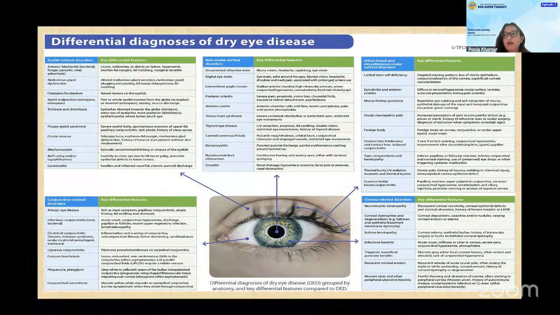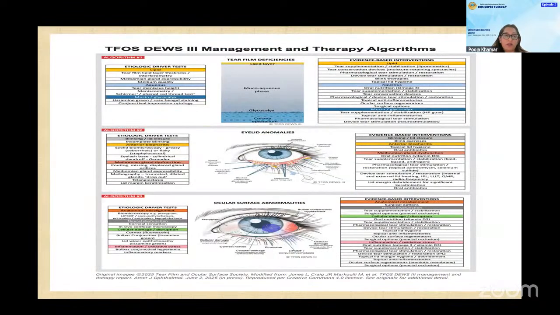Now, I'm not going to go deep into it, but again, this is from TFOS DEWS 3. You can go and refer to it. It's freely available online. If you have a dry eye patient, there's always a question of differential diagnosis: based on the eyelid-related disorders, the conjunctiva-related disorders, the non-ocular surface disorders, or any cornea-related disease, what differential diagnosis you should be looking at before you advise the patient dry eye therapy. So that is also very important.